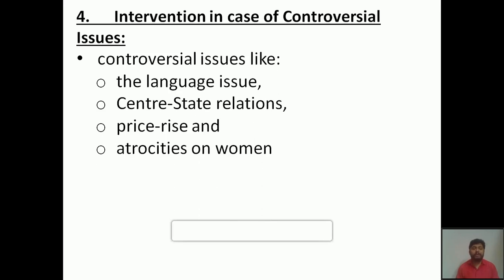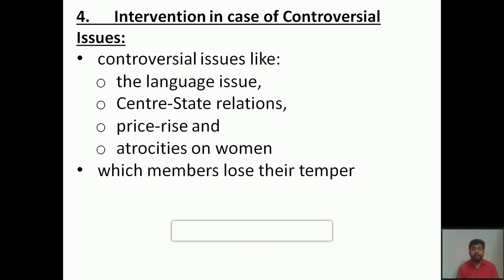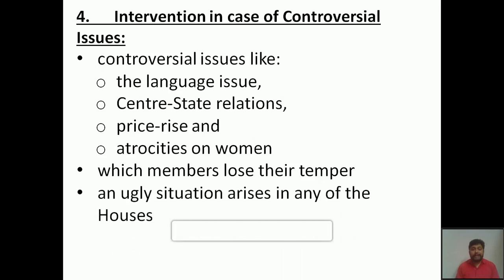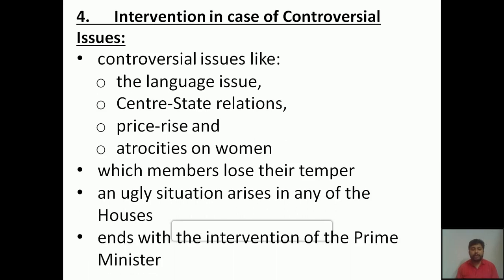So all these kinds of controversial issues will be discussed in the Parliament, and when those kinds of discussions are taking place, of course the members of the Parliament will be losing their temper. So they will react very badly towards the government. If such an ugly situation arises in any of the houses, it ends with the intervention of the Prime Minister. So the Prime Minister has to give an official answer to those kinds of problems.